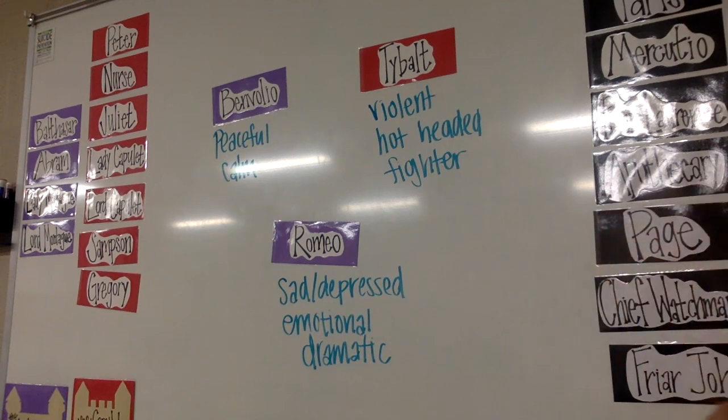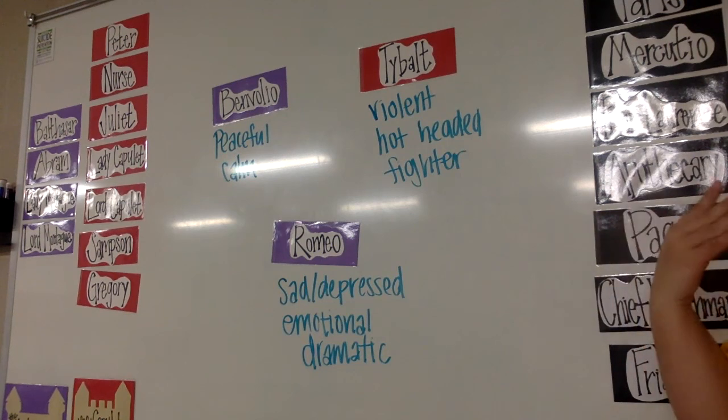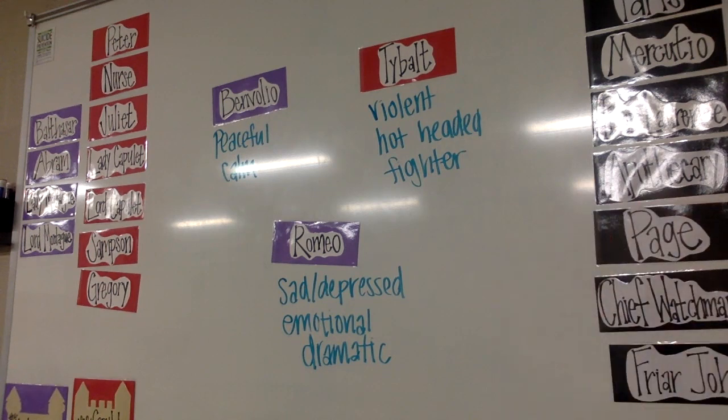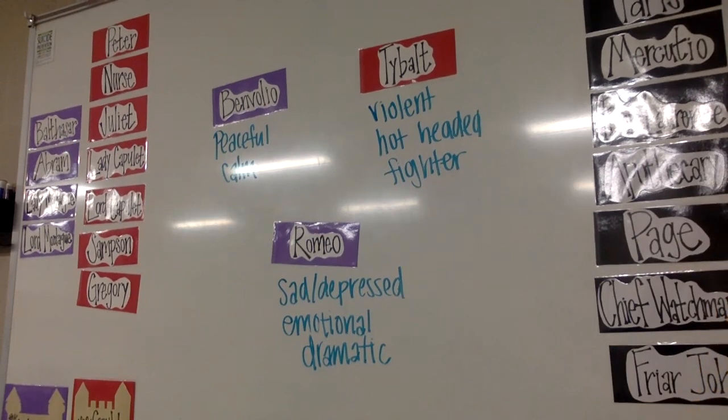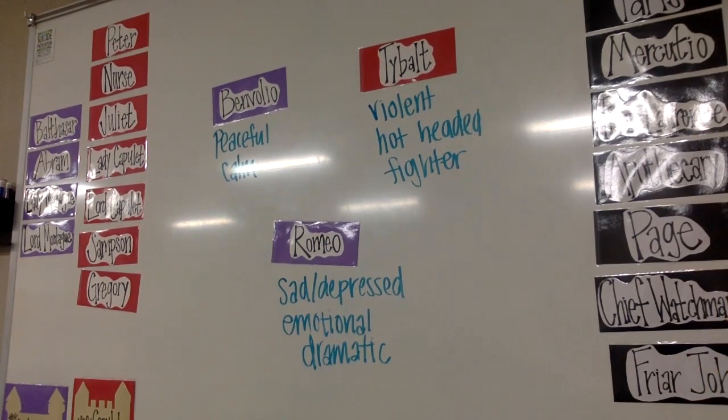Typically a father would treat it as much more of a business transaction than a love connection, okay? But because Juliet is his only surviving child, he has a soft spot in his heart for her, okay?